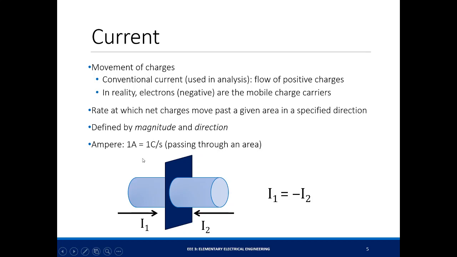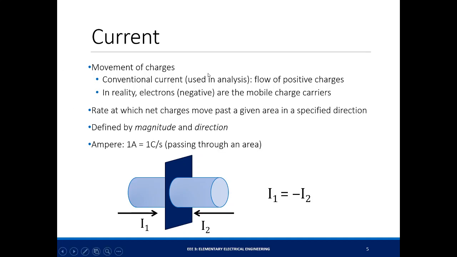So let's look at the current. It's the movement of charges. The conventional current used in analysis is where we assume it's the flow of positive charges. But in reality, there are no protons, the carriers of positive charge, that can flow freely in a metal. Why is that? Because the proton is embedded in the nucleus. In reality, it's actually the electrons that are moving, and they are negative charges. So the conventional current flows differently from the electron current.